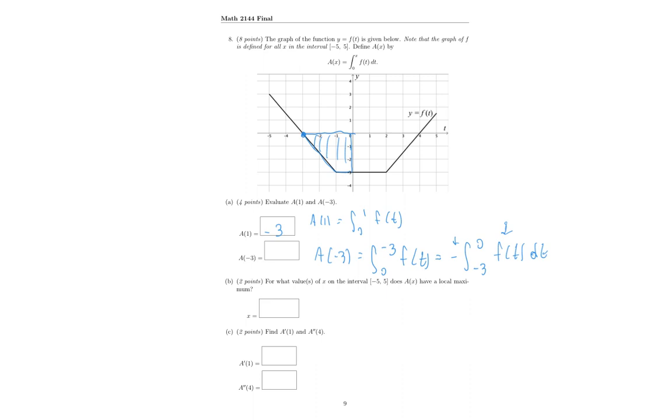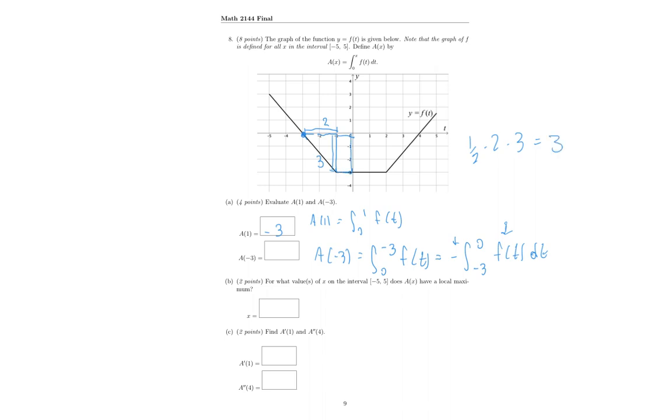To compute this area, I'm going to break it up into two different shapes. It's a rectangle from negative 1 to 0, and a triangle from minus 3 to negative 1. The triangle has a width of 2 and a height of 3. The area of a triangle is 1/2 base times height, so 1/2 times 2 times 3 is 3. So the area of that part is going to be 3.